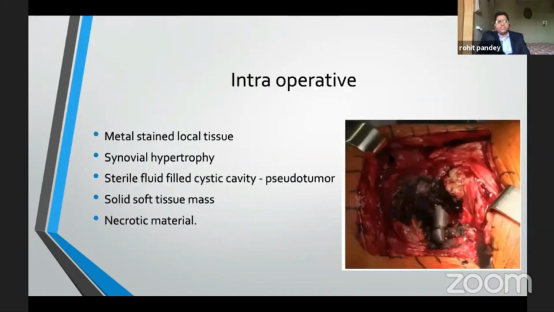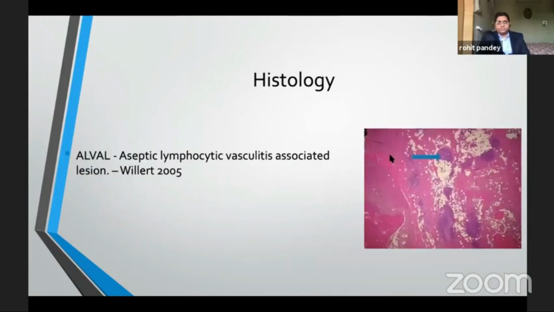Intraoperatively, you may have metal-stained local tissues. There may be synovial hypertrophy. There may be sterile fluid or a cystic cavity. There may be a solid tissue mass or necrotic material. Histology is very important. You have a pathognomonic lesion known as the ALVAL lesion, which is aseptic lymphocytic vasculitis, as shown by the arrow. And if it is there, then that is pathognomonic of an adverse reaction to metal debris.